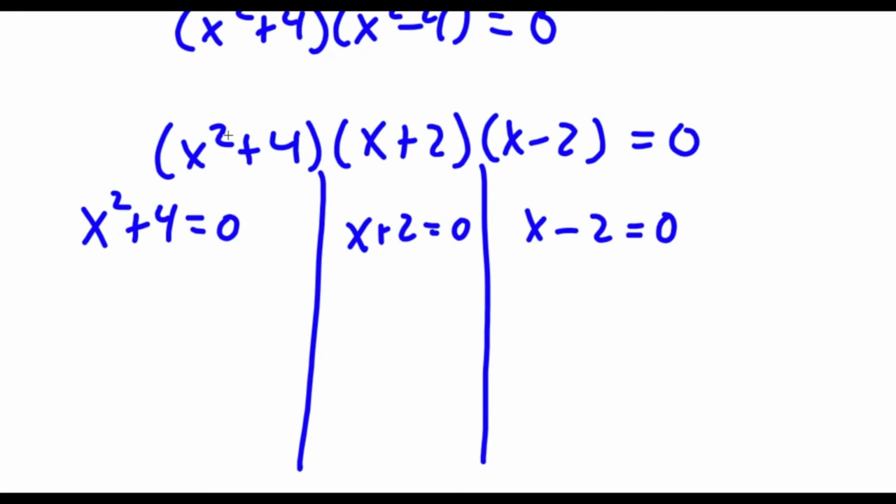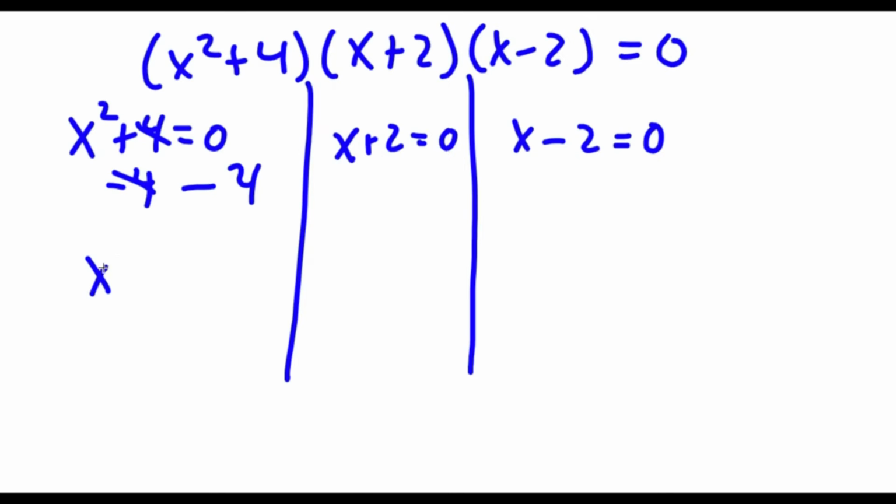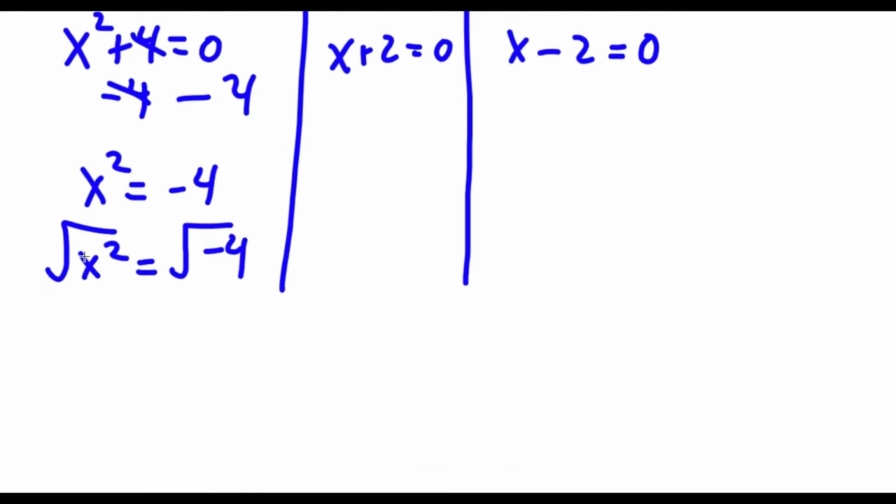So first off, for x squared plus 4 equals 0, I'm going to first start by subtracting 4 on both sides. So now these two cancel out, and now I'm left with x squared is equal to negative 4. Now, to solve this, I'm going to take the square root on both sides. So now I have the square root of x squared is equal to the square root of negative 4. Well, the square root of x squared is simply equal to x. So I have x is equal to the square root of negative 4.